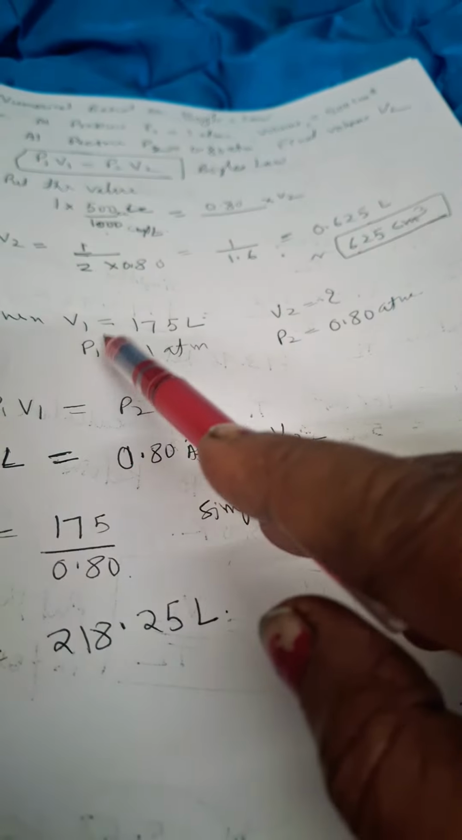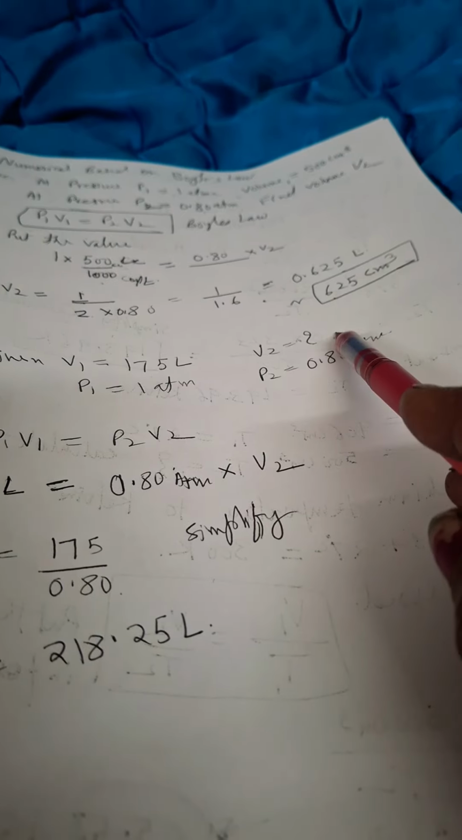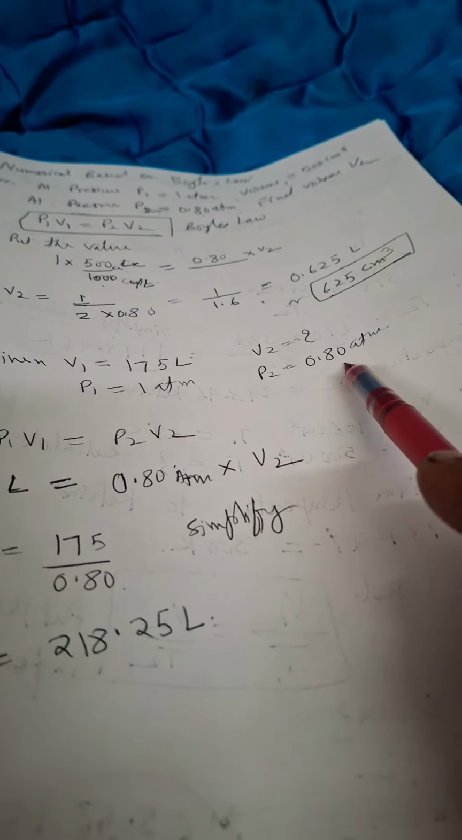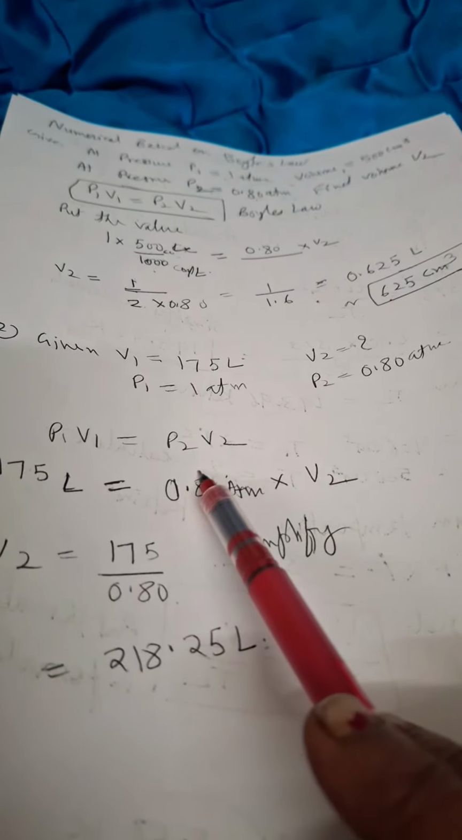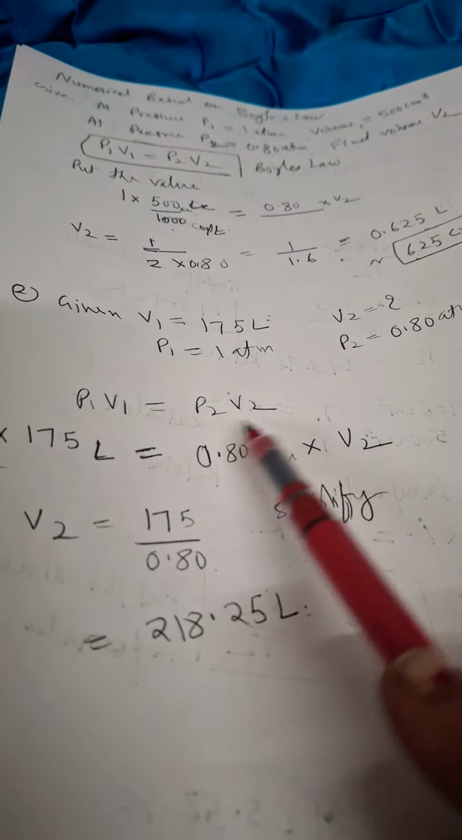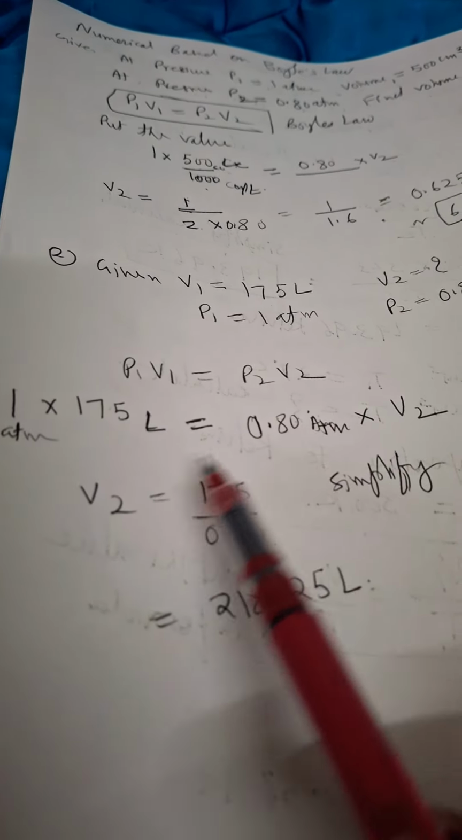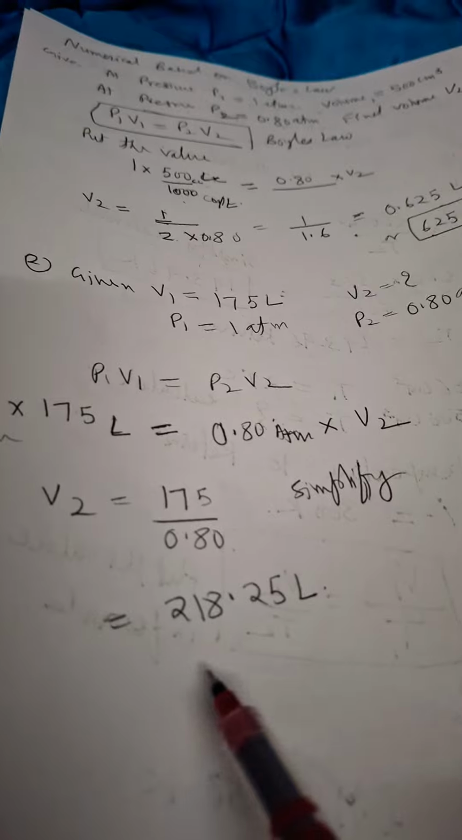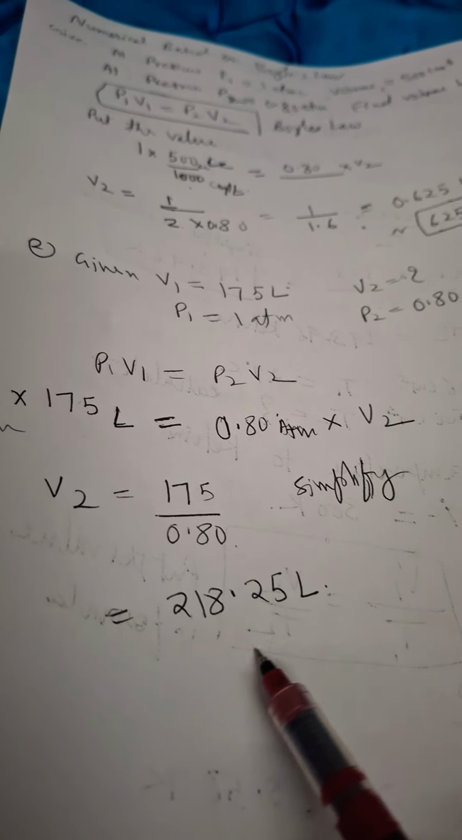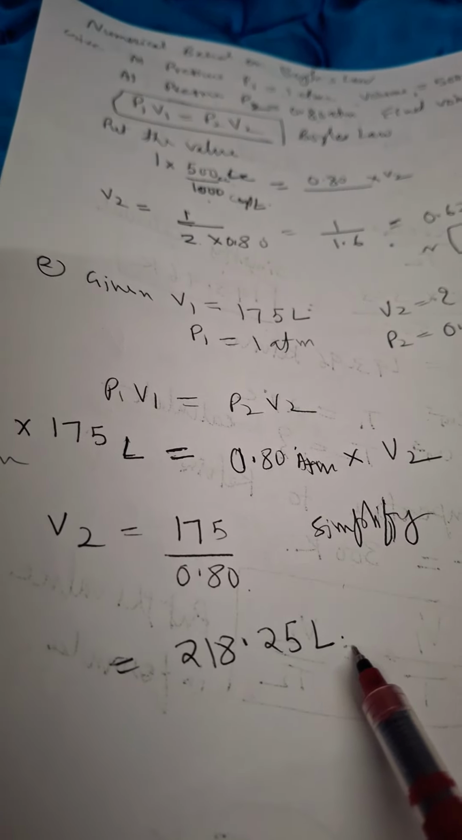Now second, V1 is equal to 175 liter, V2 is unknown, P1 is given, P2 is given. So at that time, the same formula we will use, P1 V1 by P2. We will put the values, okay, and we will get the answer. V2 is equal to 218.25 liter. Clear to you?